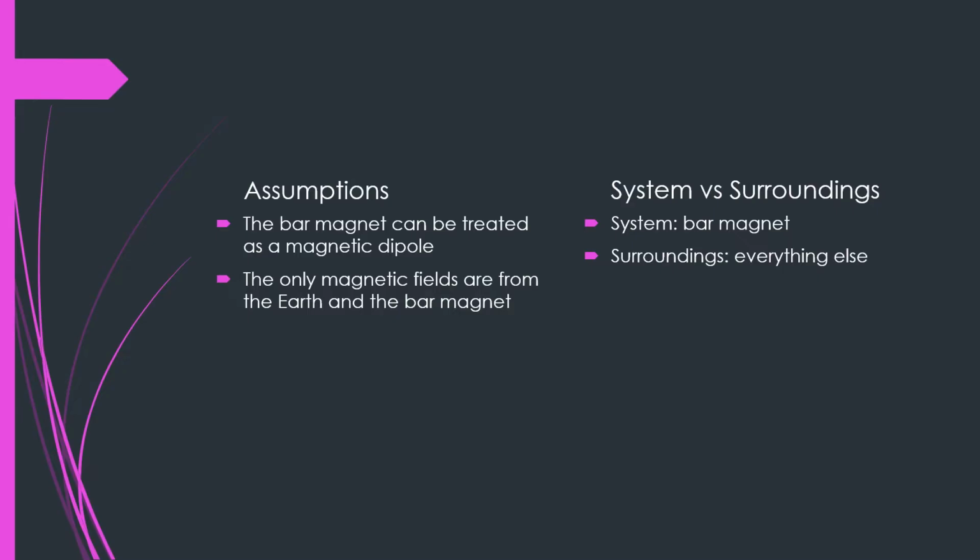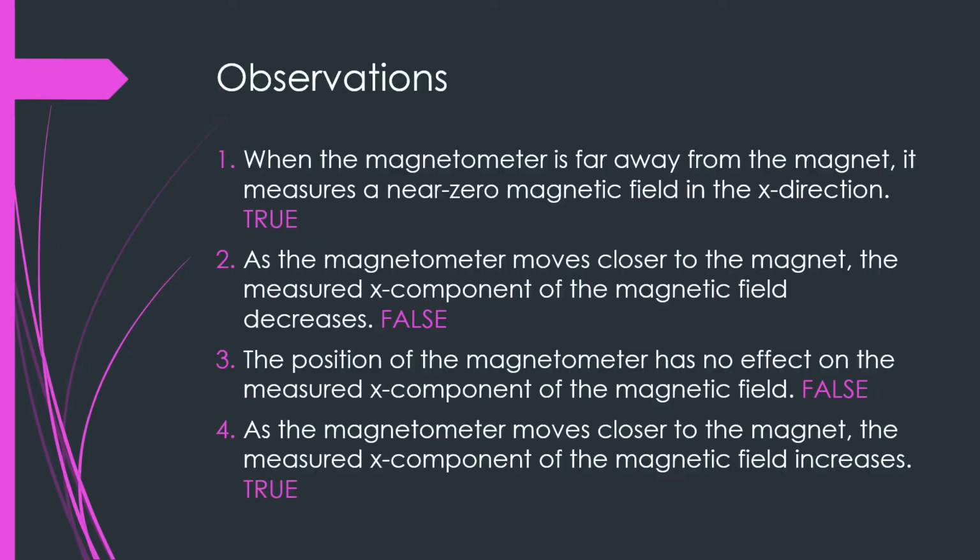In this experiment, I assumed that the bar magnet can be treated as a magnetic dipole, and that the only magnetic fields are from the Earth and the bar magnet. And I assumed that the system is the bar magnet and that the surroundings are everything else.